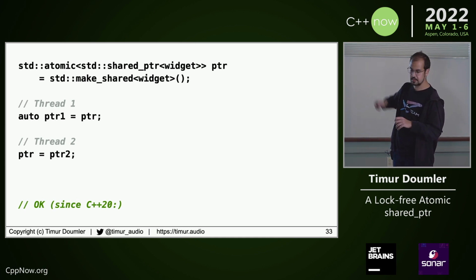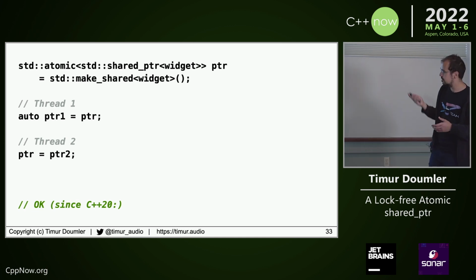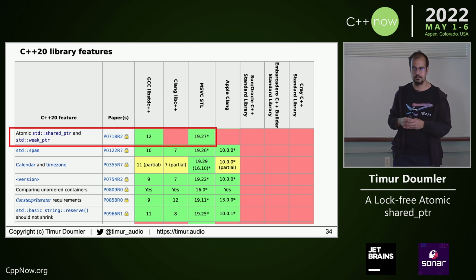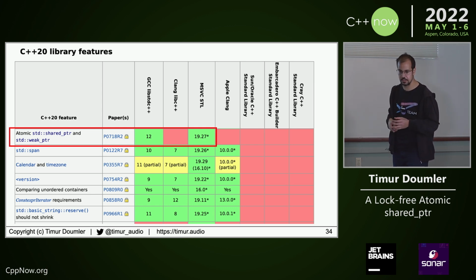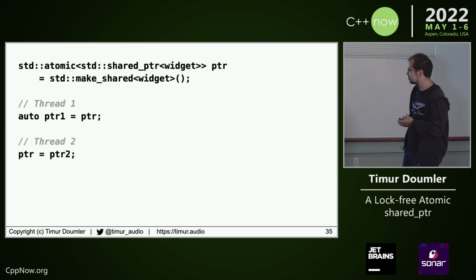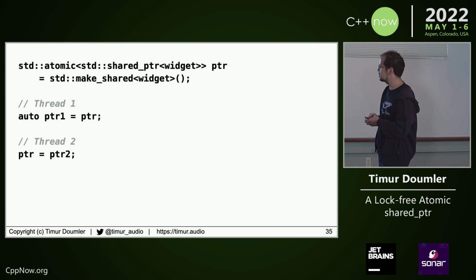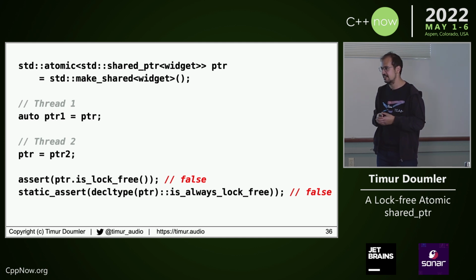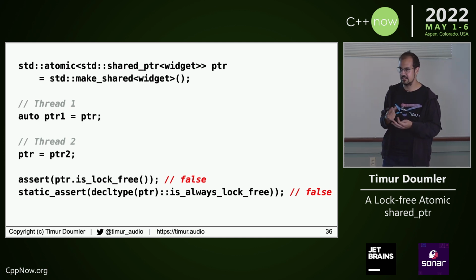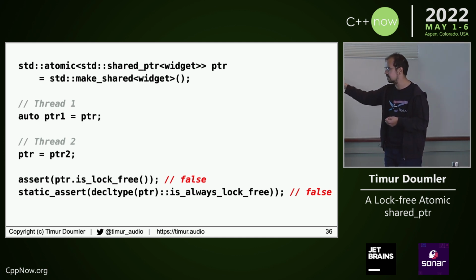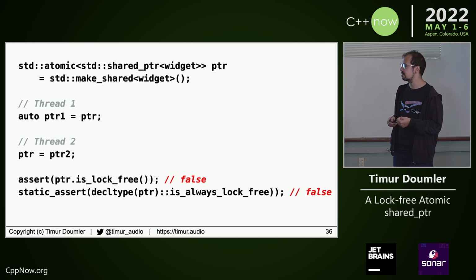Anyway, so we have atomic shared pointer now in the standard. If you look at cppreference, at least two major implementations, GCC and Microsoft, already support this in their newest versions. So everything's great, right? Like the problem is solved. Well, not quite, because it turns out this is not lock-free. Neither on MSVC nor in GCC do these asserts pass. Both the runtime version and the compile time version of these asserts fail.